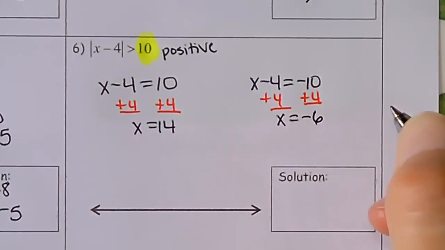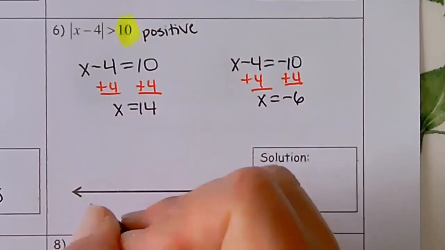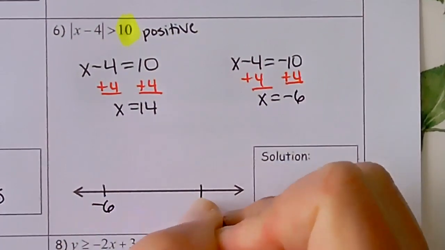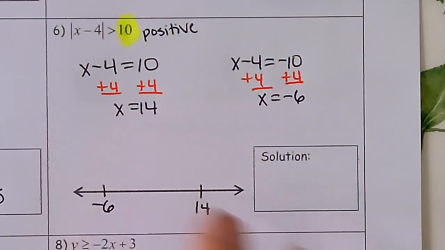Now be careful putting these on your number line. This is a number line. It should be going smaller to bigger, negatives to positives. So the negative 6 goes here and the 14 goes here. Some of us are just sticking these numbers here without thinking about them, okay?